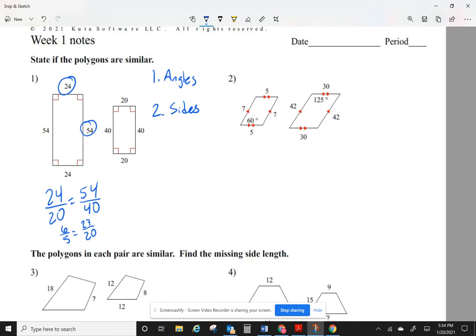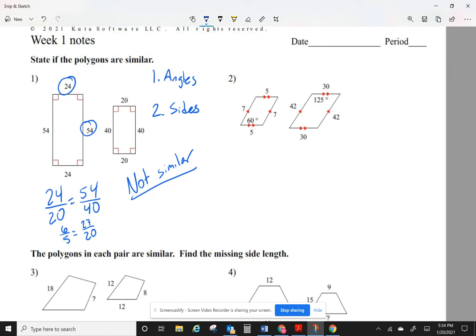Remember I said in order for a shape to be similar, the angles must be the same and the sides must be proportional. Because the sides are not proportional, I'm going to say not similar. If it met both criteria, the angles are the same and the sides are proportional, it has to meet both criteria in order for me to say they are similar.